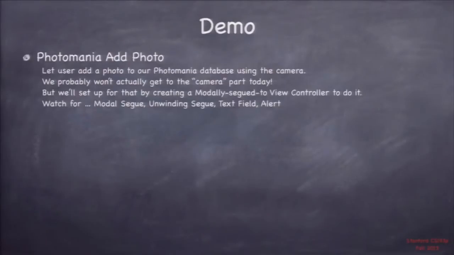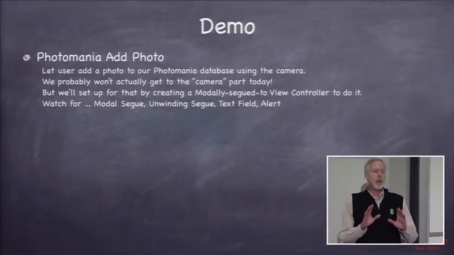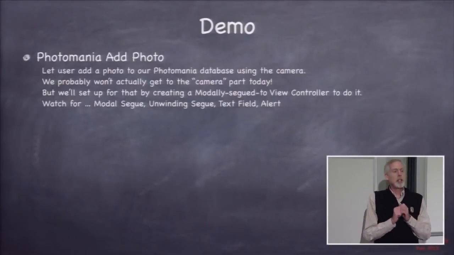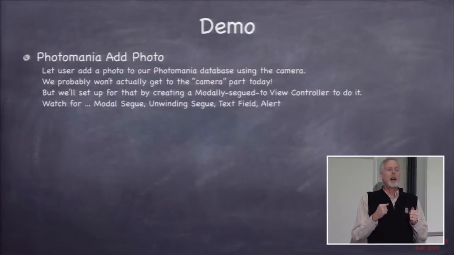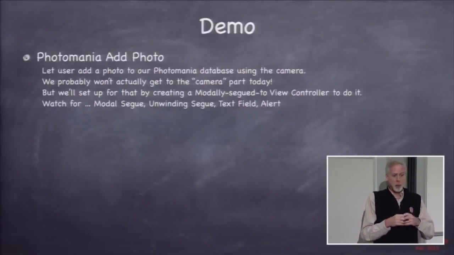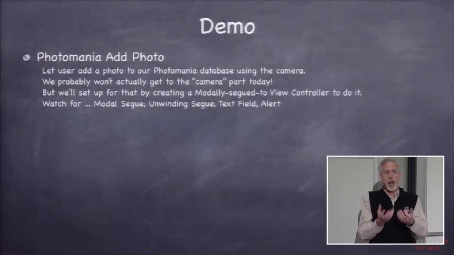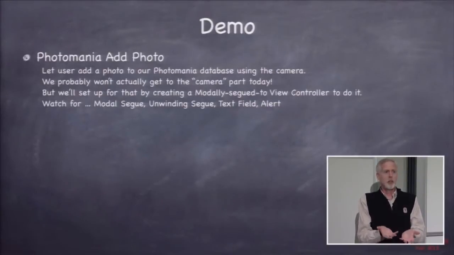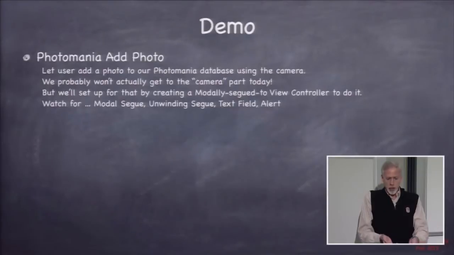All right. Time for the demo. So I'm going to show all of these things in the demo. And like I said, what we're going to do is enhance Photomania so that the user can take photos with their camera. Now we're not actually going to get to the camera part today, but we're going to do all the rest of it. Most importantly, we're going to do that modal segue and unwind segue to put this view controller up that's going to ask for the photo. Okay, it's going to be a view controller. Its only job is to let the user take a picture with the camera, give it a title and subtitle, find out their location.